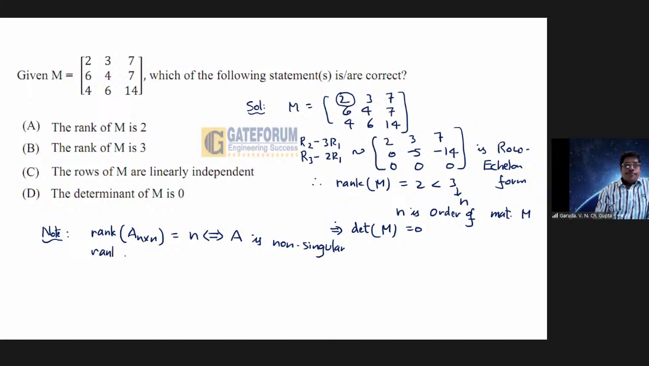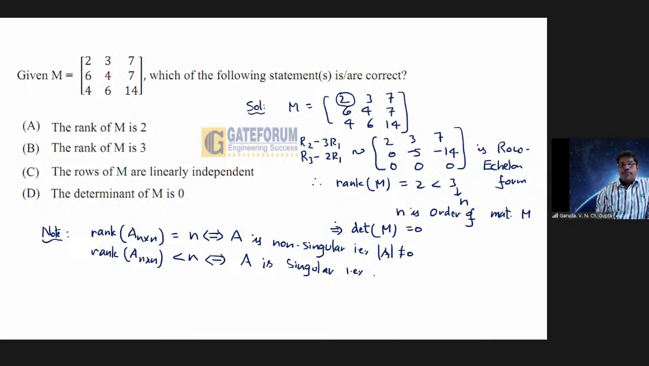The rank of a square matrix N cross N is less than N if and only if such a matrix is singular. Non-singular means determinant A is not equal to 0. Singular means determinant A is equal to 0. So the rank of the given matrix M is 2 and the determinant of M is equal to 0. Accordingly, A and D are the answers. Option A and D.